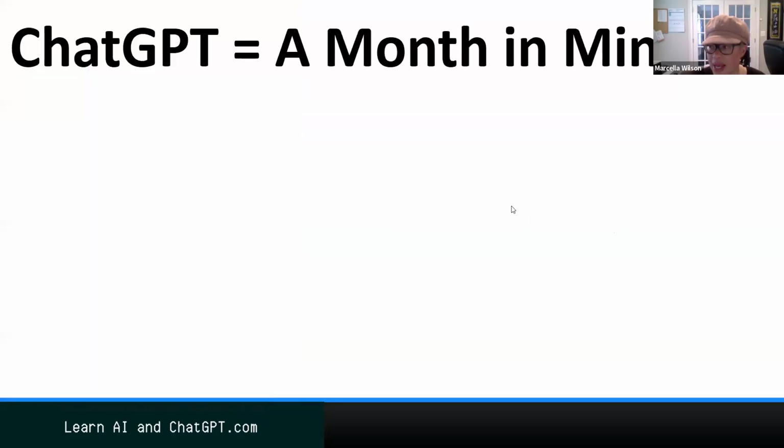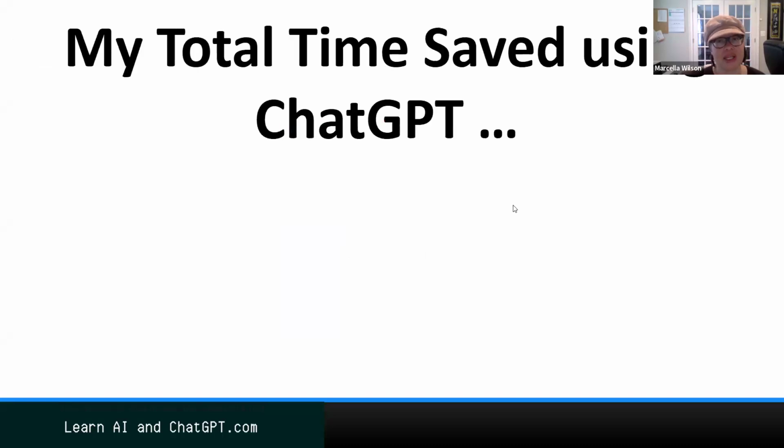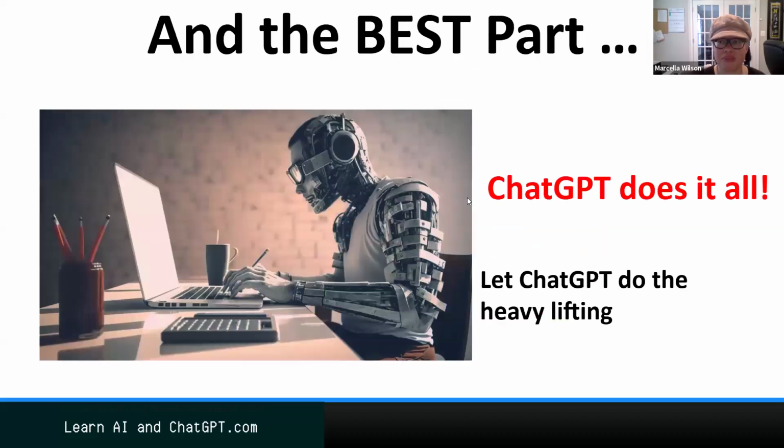So once I started to use AI, right? We're teaching it at university. Now it's in the public domain. I'm going to start using it in my business so it can help me save time. I was able to create content in mere minutes, right? The total time saved using ChatGPT was more than 10 hours a week. It came up with ideas instantly, was able to create the captions, able to create the images. It was a lifesaver. And the best part, again, ChatGPT did it all. I didn't have to really do anything, right?